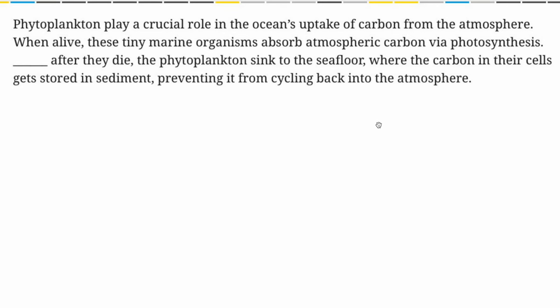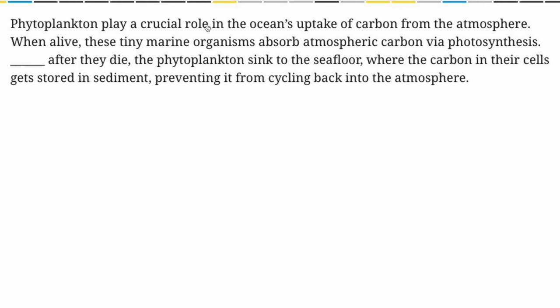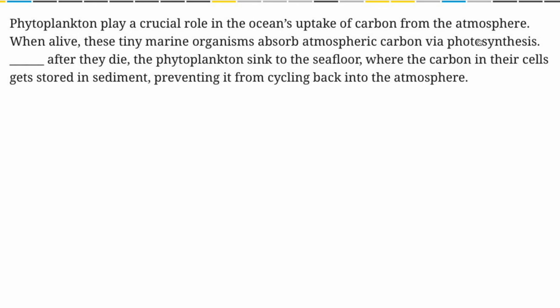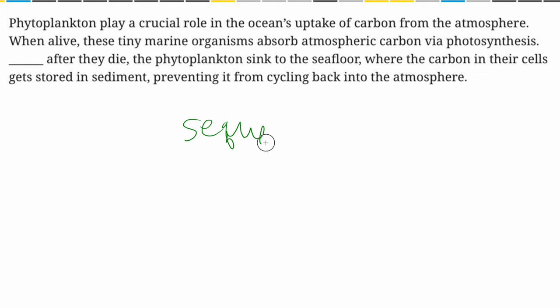So phytoplankton play a crucial role in the ocean's uptake of carbon from the atmosphere. So little bitty plant type creatures, plant animal type creatures. Okay, when alive, these tiny marine organisms absorb atmospheric carbon by way of photosynthesis. After they die, they sink to the ocean or the seafloor where they do this. So I think this is a sequence in time or a series of events. When alive, they do this. Then after they die, they do that other thing. Again, you might look at this and see potential contrast.